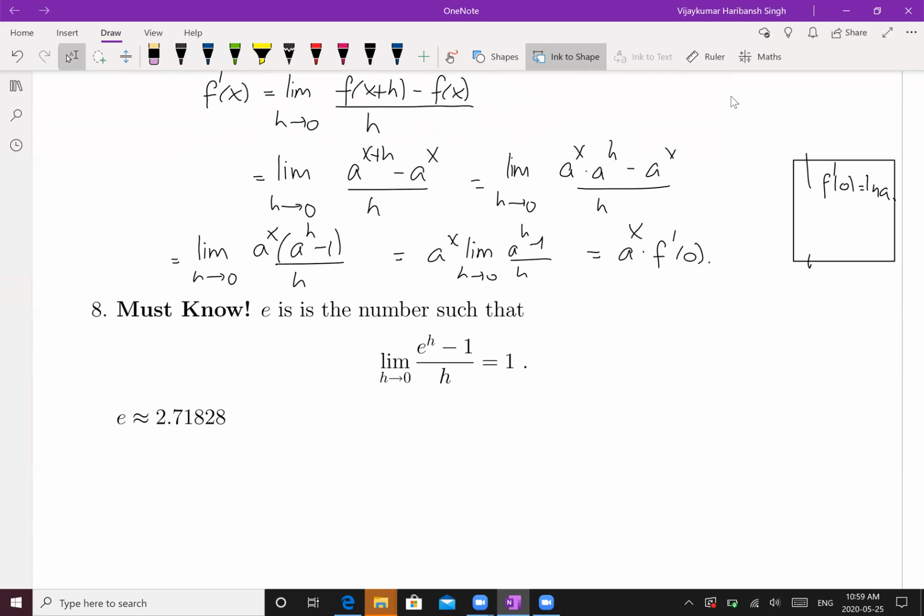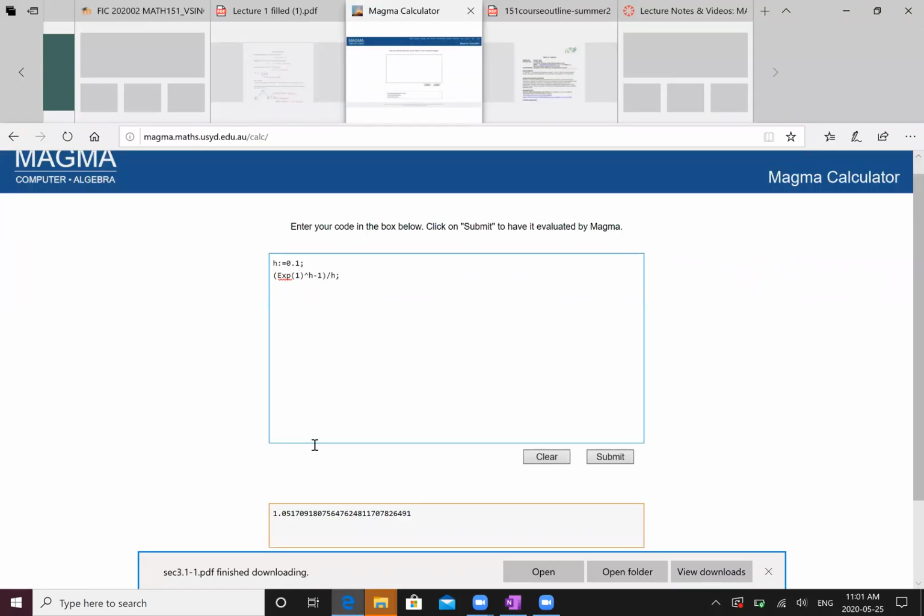Now, this is something we must know: the limit as h goes to 0 of e to the h minus 1 over h is 1. You can try to look at some values and see that this is indeed true. If I take h equal to 0.1, I do e to the h minus 1 over h, I get 1.051. Now let me take some smaller values of h, that means putting some more zeros. So you see, it is getting closer and closer to 1.